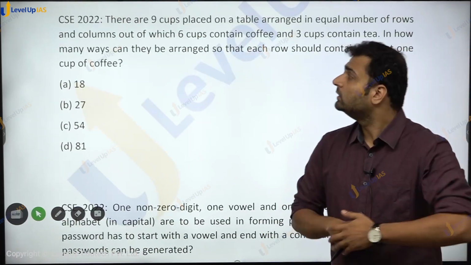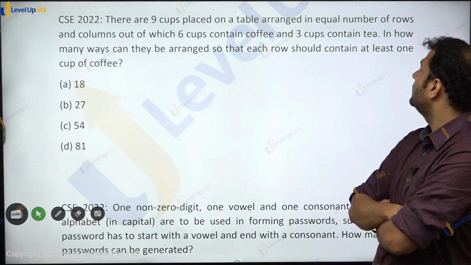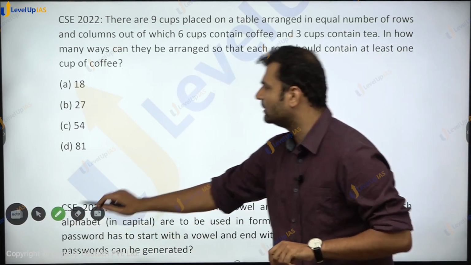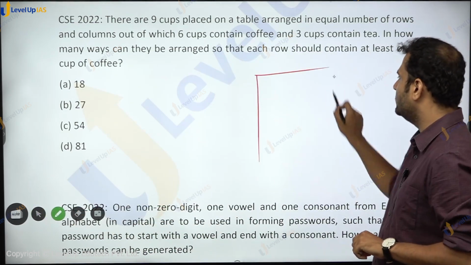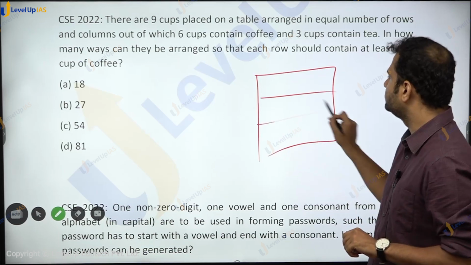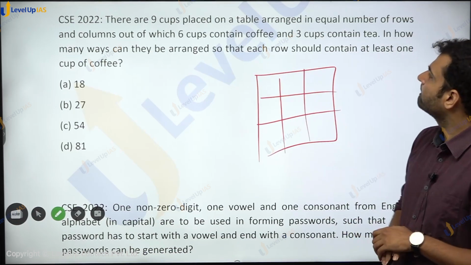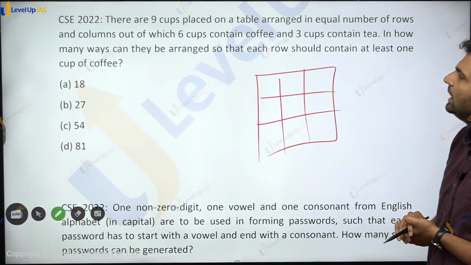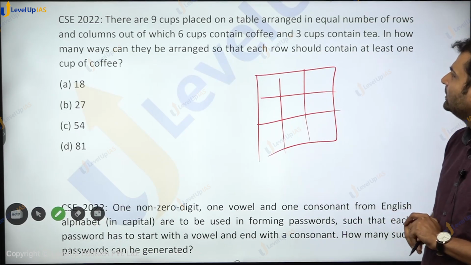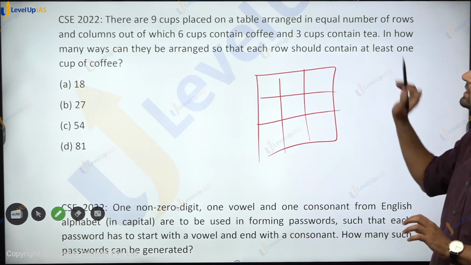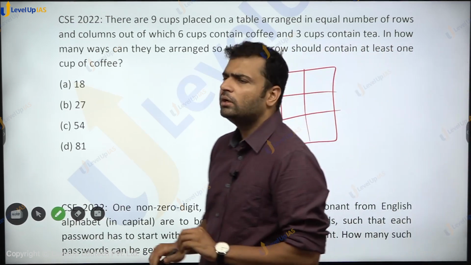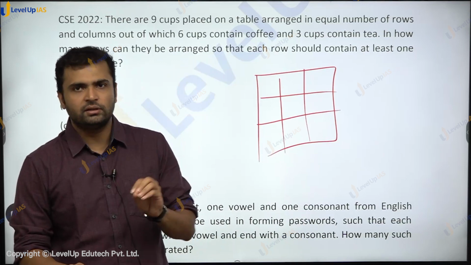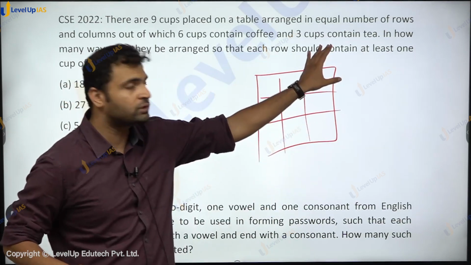हाँ, see, there are 9 cups placed on table, arranged in equal number of rows and columns. So मतलब जैसे 3 by 3 में अरेंज किया है. We have 6 coffee and 3 cups of tea. Question: in how many ways can they be arranged so that each row should contain at least 1 cup of coffee? अब ये जब भी at least वाला question आता है, that is for future. That is why I have chosen this question.